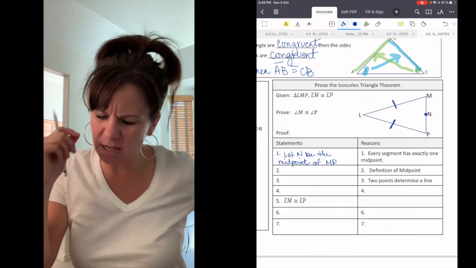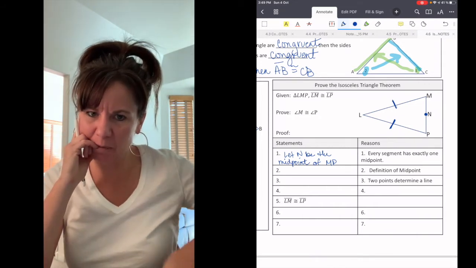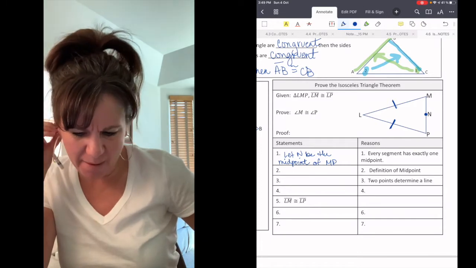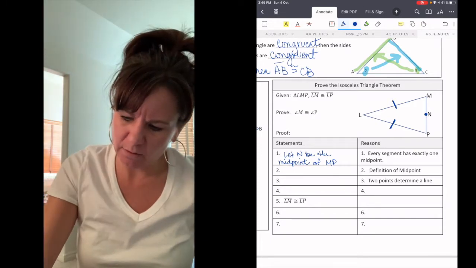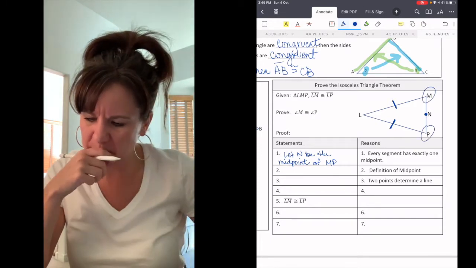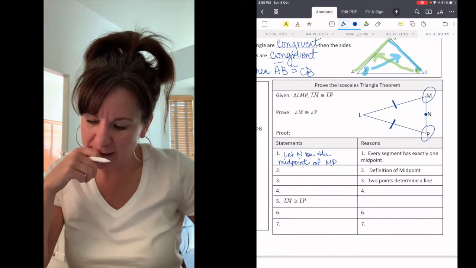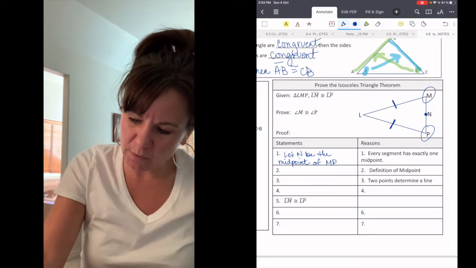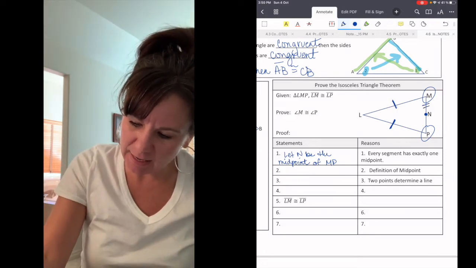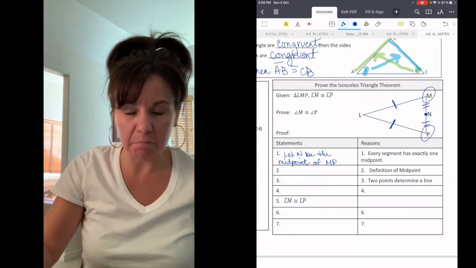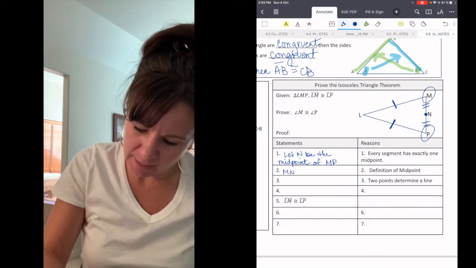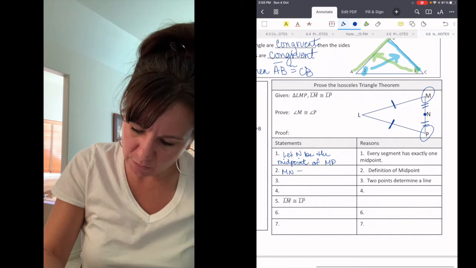Now it says definition of a midpoint is our reason. And remember, we're trying to prove that angle M is congruent to angle P. If N is the midpoint of MP, that means we know that MN is congruent to NP.